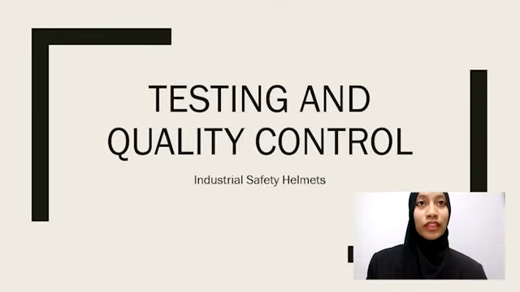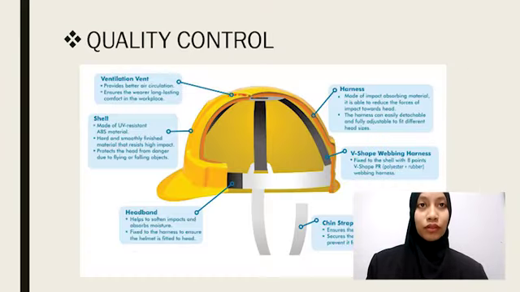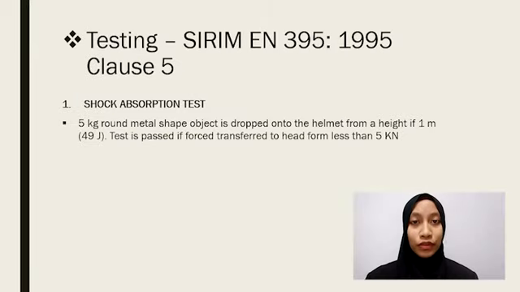All employees working in areas where there is a possible danger of head injury from impact, from falling or flying objects, or from electrical shock and burns shall be protected by protective helmets. To make sure the helmet is safe and good for the worker to use, there are a few tests that need to be run under the EN 397/1995 Clause 5 performance requirements, where the first test is shock absorption.